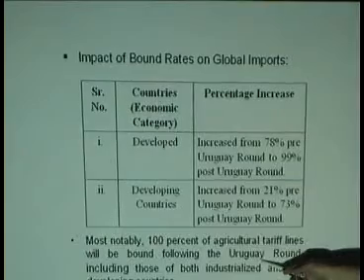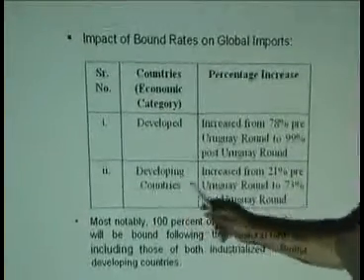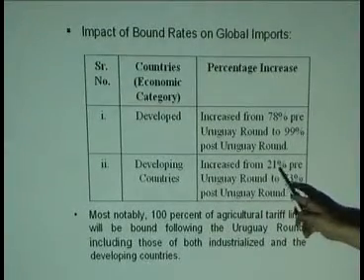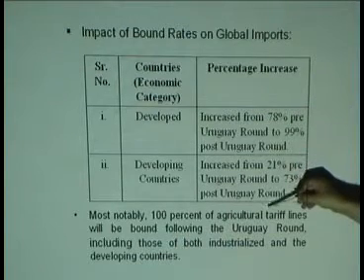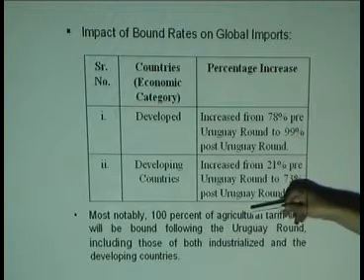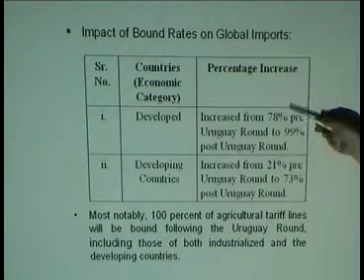More market access for the developed countries. Right, but this says that the trade of developing countries increased from 21% to 73%, thereby meaning that developed countries opened their sector for developing countries and developing countries were able to export there. Only then would the market access of developing countries increase. Otherwise, the earlier scenario you were describing would be the other way around.